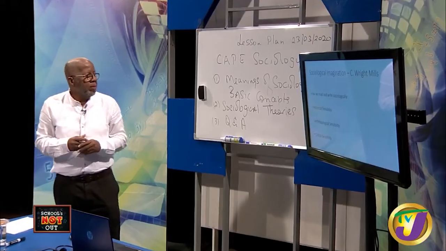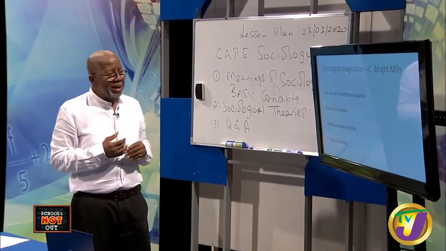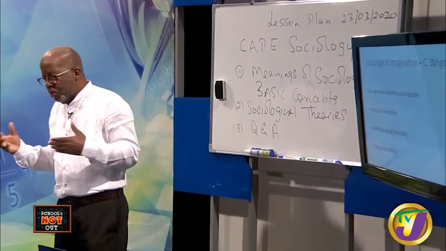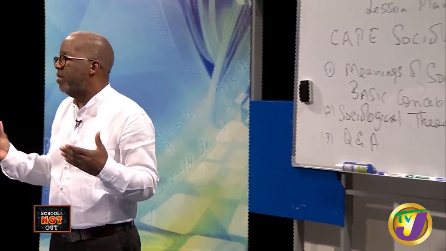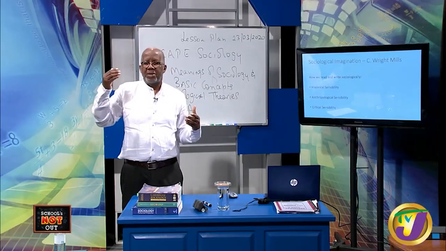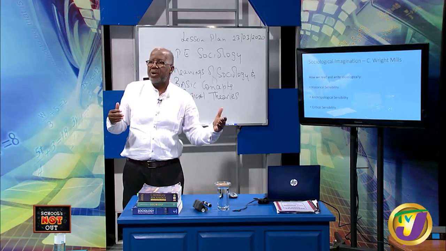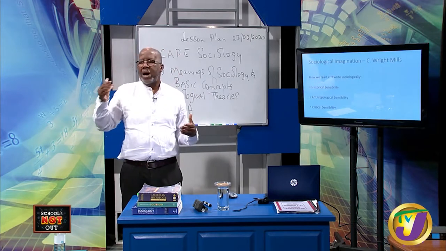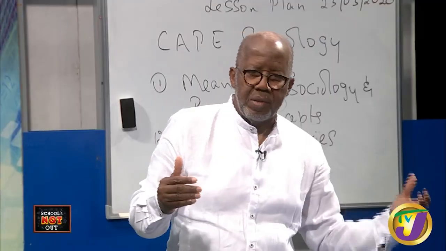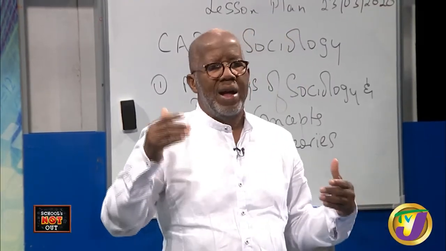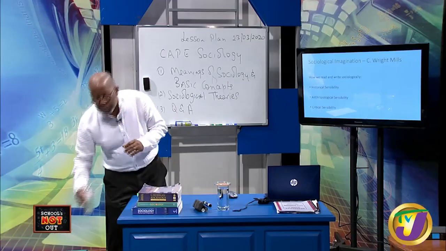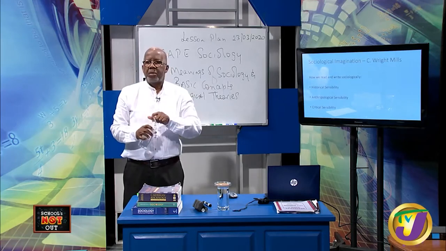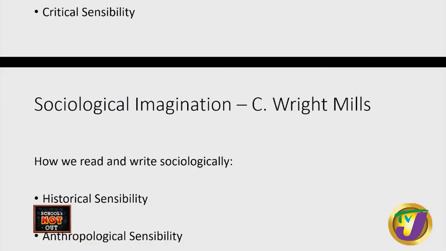Don't. And so the last one is critical sensibility. In this postmodern age that we are living in, we criticize everything. You'll notice that after each of the sociological theories in the book, there is a criticism of that particular theory. We have functionalism, there is a criticism of functionalism. We have Marxist conflict, there is a criticism of Marxist conflict. We have feminist theory, there is a criticism of feminist theory, because we expect that you will criticize everything.